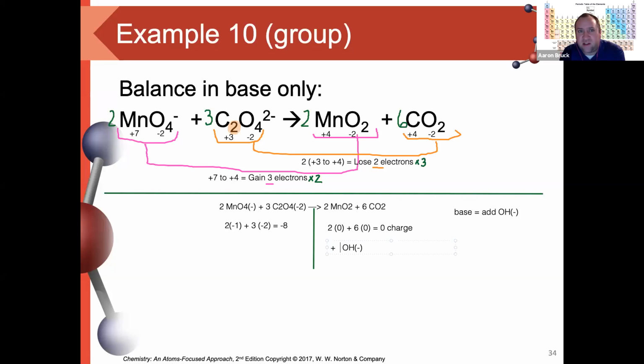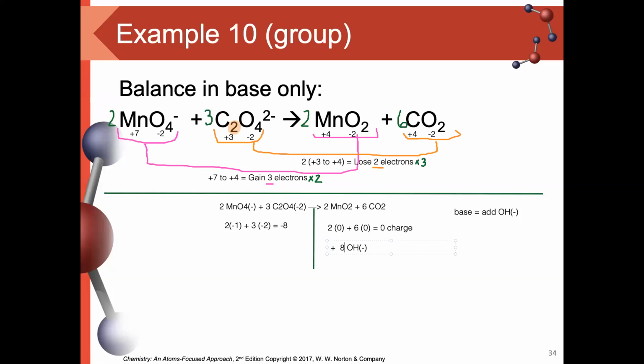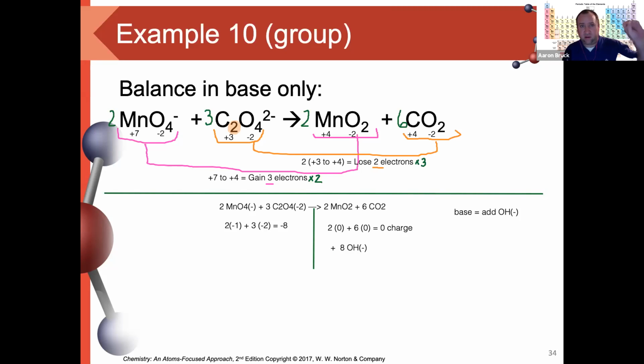How many hydroxides do I need to balance it? If it's just a -1 charge, you would just need 8 of them. Yep. So my product side is going to have 8 hydroxides in it. So I've added those 8 hydroxides to that side.